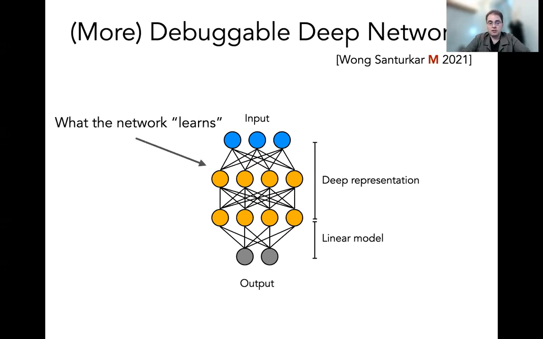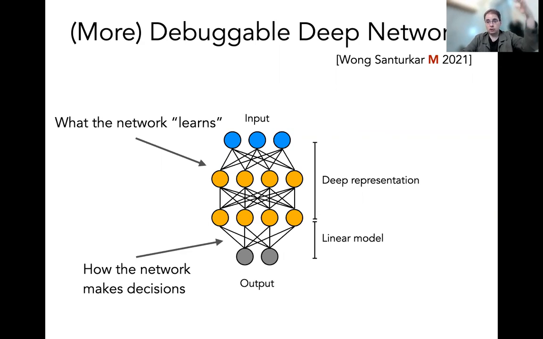Okay, and so in some ways we can view it like this: the first part corresponds to what the network learns, and the last part, the linear model, is how the network makes decisions based on the digestion and understanding of the data that it ingested. Okay, so these are the two parts.